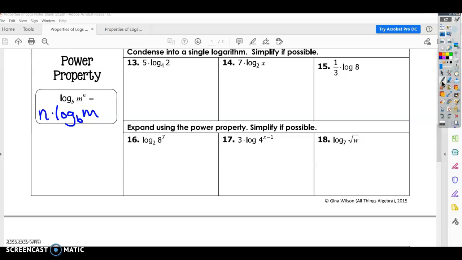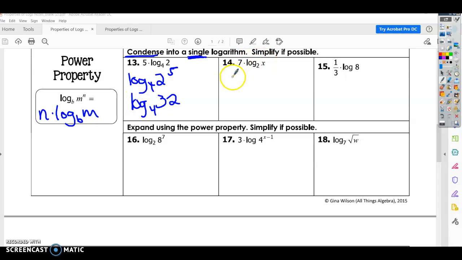All right, the last property is the power property. So log base b of m to the n power equals n times log base b of m. So you can see that the power goes to the front and multiplies. All right, we're going to condense to a single logarithm again. So that means the number in the front becomes the power. So I'm going to say log base 4 of 2 to the 5th power. And then you can say log base 4 and 2 to the 5th power is 32.